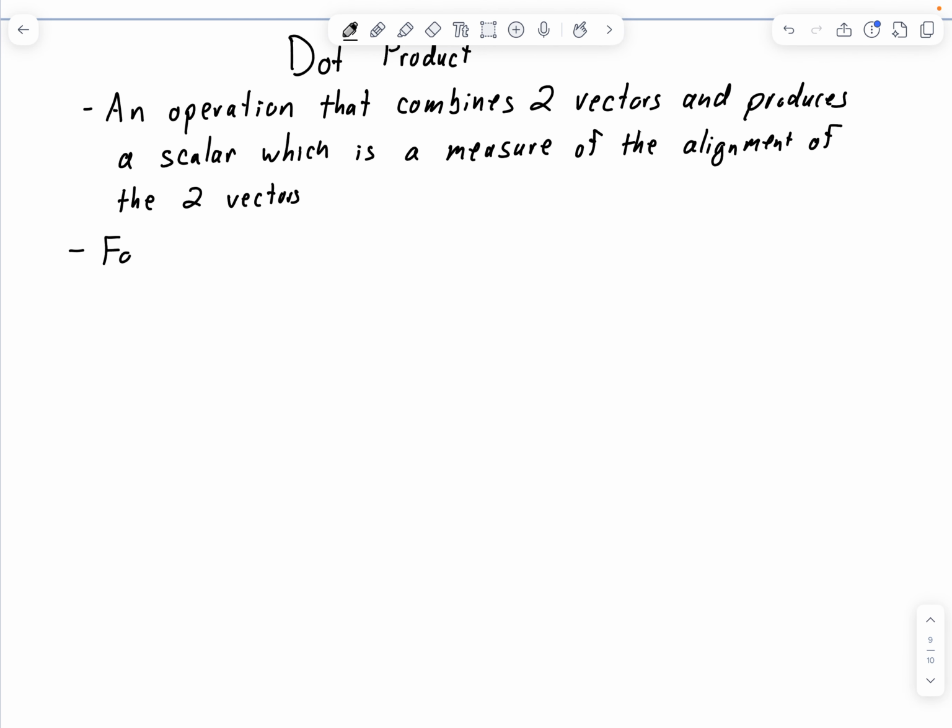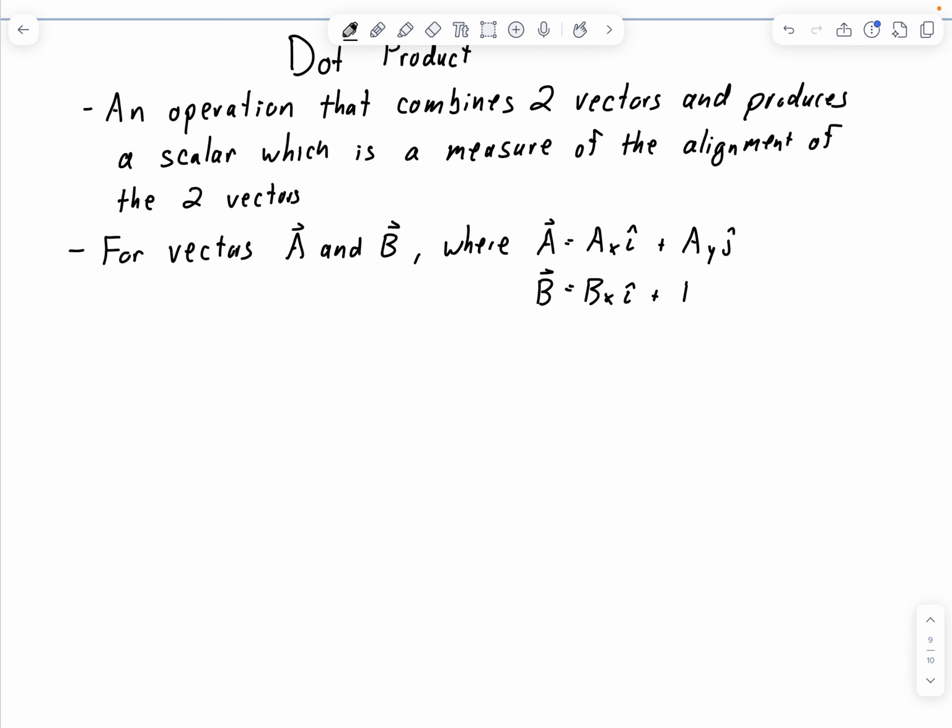So for example, if we have two vectors, which we will call A and B, just to remind you that A here is defined as AX in the I direction plus AY in the J direction, and B is defined as BX I plus BY J. So we have the X and Y components, and we're doing this just in 2 dimensions, but this easily extends to 3 dimensions.